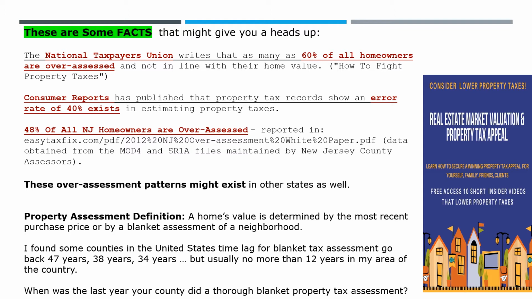I became aware of Consumer Reports and the National Taxpayers Union reports that they released on property tax issues, especially centering on overassessment. They released the following information, and you can see that from 40 to 60% or more of the homes in the United States were overassessed, and they had glaring error rates.